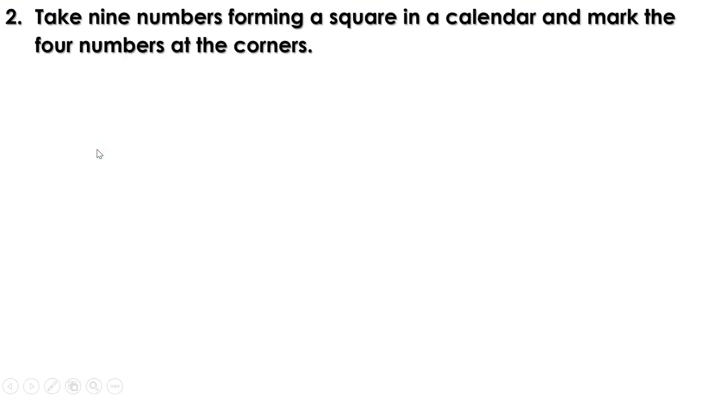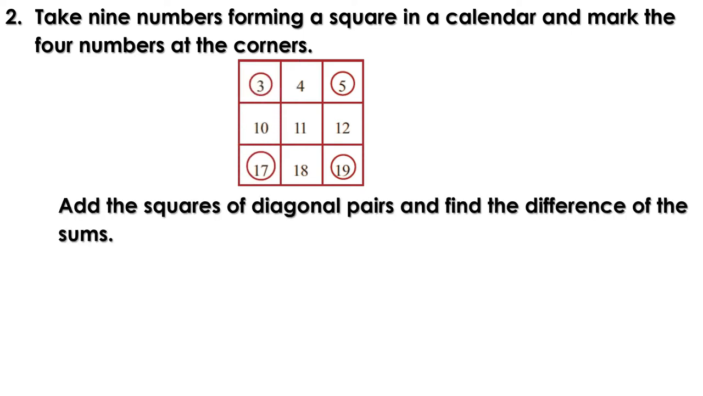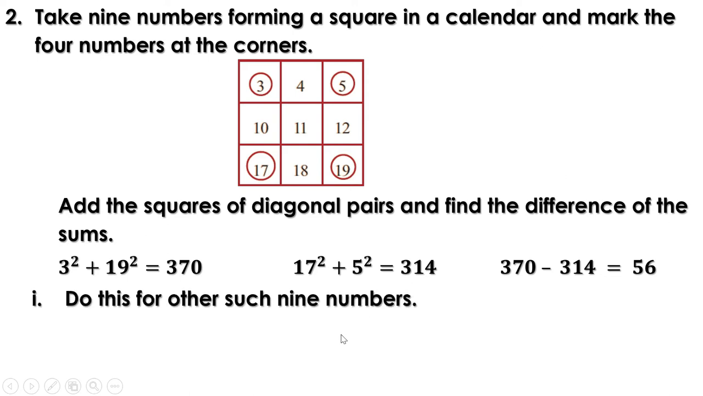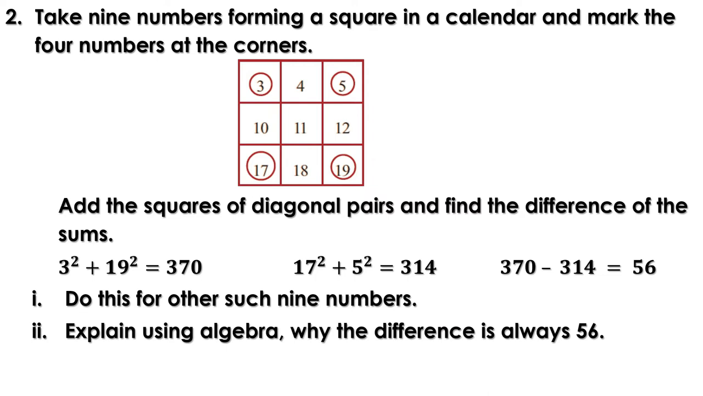Another problem. Take 9 numbers forming a square in a calendar and mark the 4 numbers at the corners. Add the squares of diagonal pairs and find the difference of the sums. 3 square plus 19 square is 370. 17 square plus 5 square is 314. 370 minus 314 is 56. Do this for other such 9 numbers. Explain using algebra why the difference is always 56.